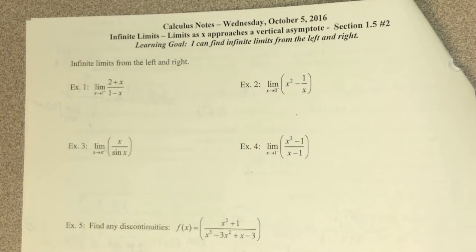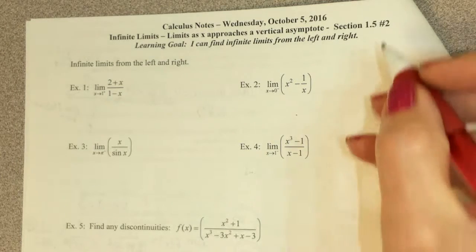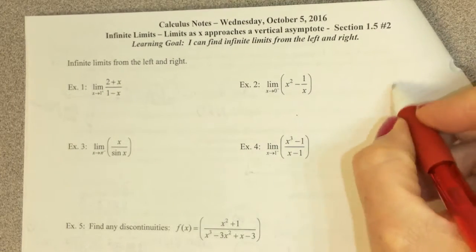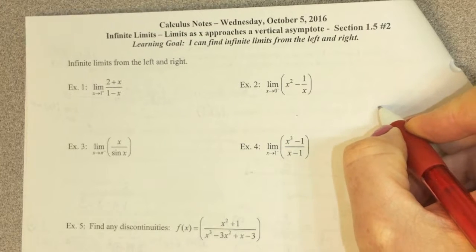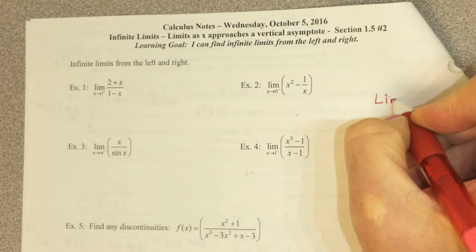Okay, so we're looking at the notes for section 1.5. This is the second part of this. I want to go through the methods that we can use to evaluate limits. We have a little space over here to the side, and let's just write down some things that can happen with limits.